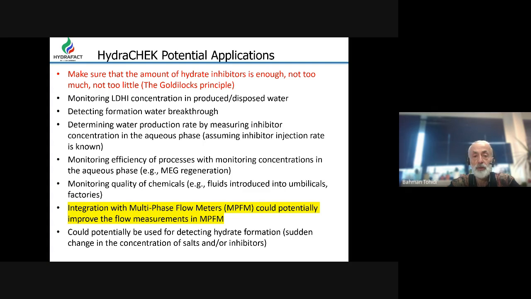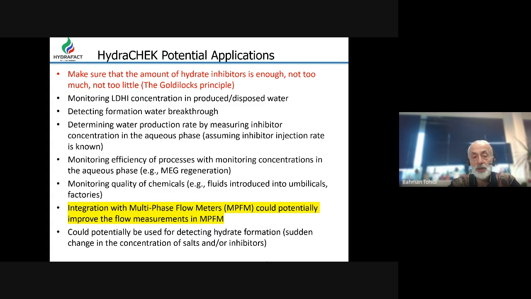Another process where it can be used is the MEG regeneration unit. In the MEG regeneration unit, we have rich MEG injected into the regeneration unit and produce lean MEG which doesn't have too much water, and we can monitor the efficiency of that process. Do you have something like this? I know that some of our clients also want to measure the efficiency of the MEG regeneration unit.